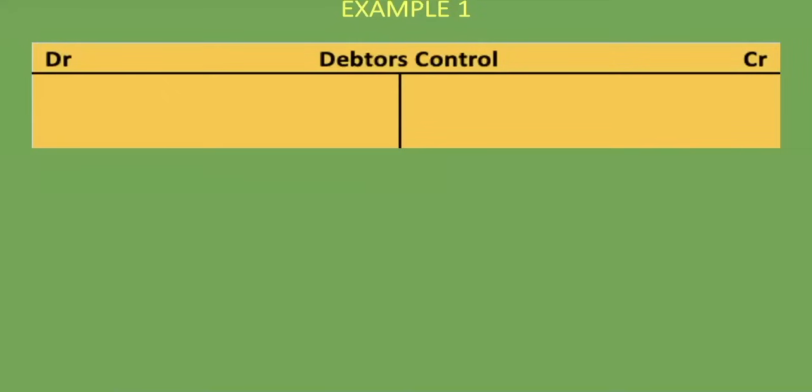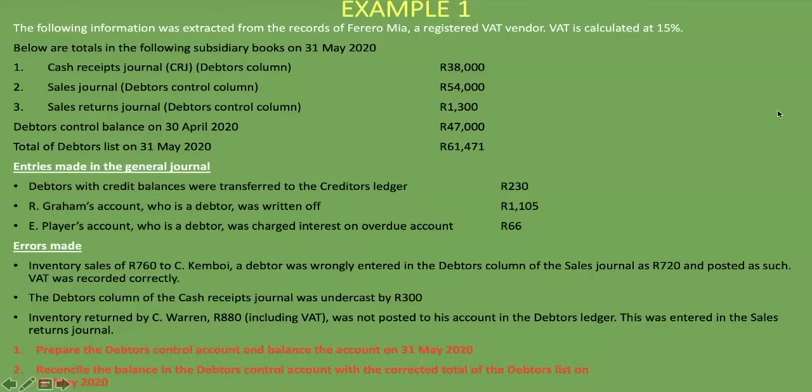So here's how we answer our question. We have our debtors control, we draw the T account, obviously the debit on the left hand side and the credit on the right hand side, and then we go back to our question. The first thing that I like to do is to look at the information that we are given. I like to look at the journals first and see what they are given.